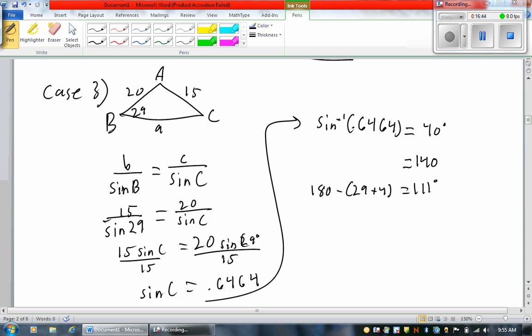Okay. So our C could be either 40 or 140. Angle A, when C is 40, is 111. When C is 140 degrees, angle A is 11 degrees. Angle A is 11 degrees.